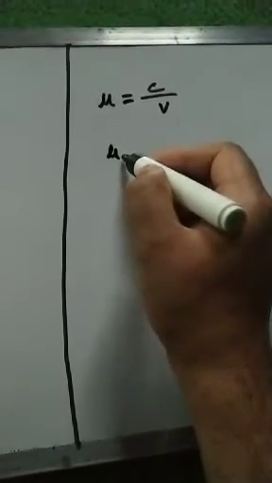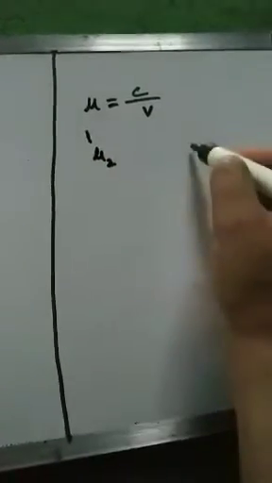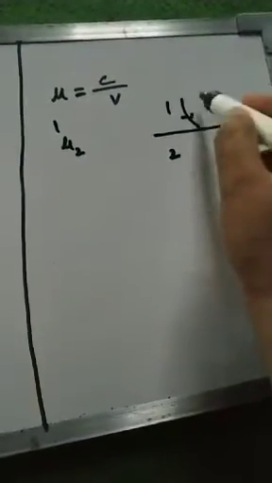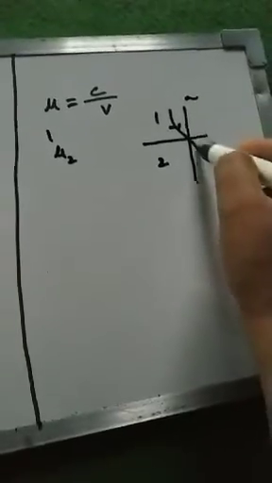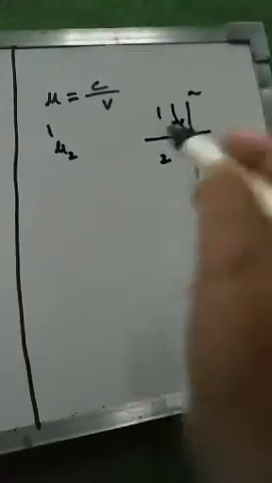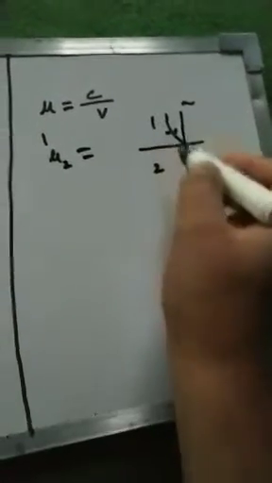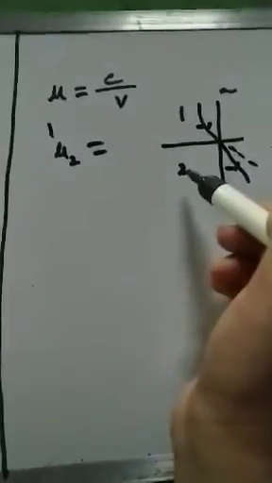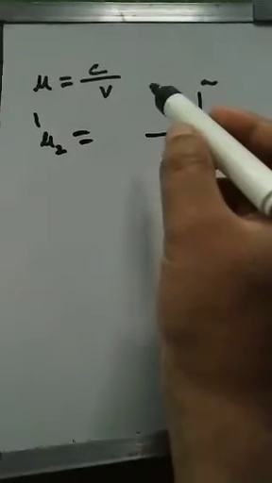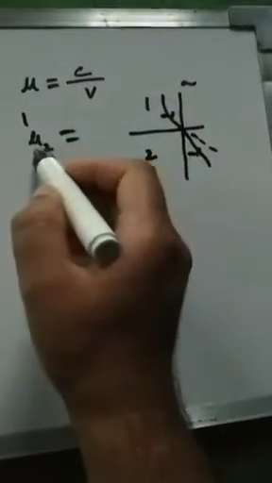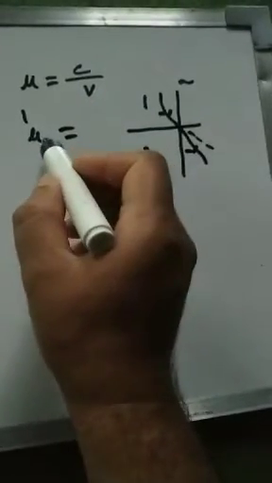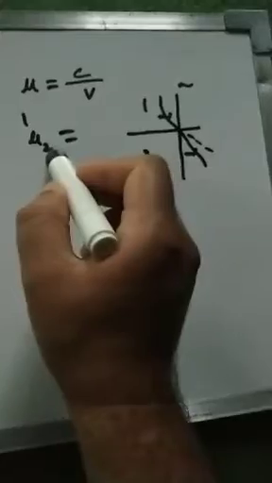Relative refractive index is when light goes from one medium to another, like this. This is the incident, this is the normal, it bends. When it goes from medium 1 to medium 2, the refractive index of medium 2 with respect to medium 1 is called relative refractive index, and it is written as mu21, and it is read as refractive index of 2 with respect to 1.